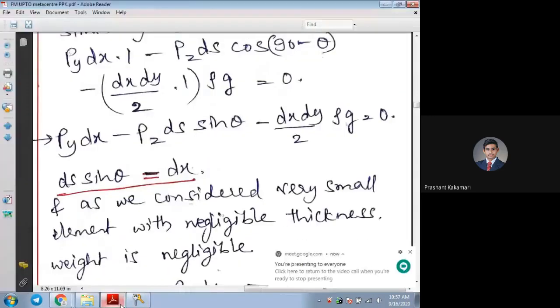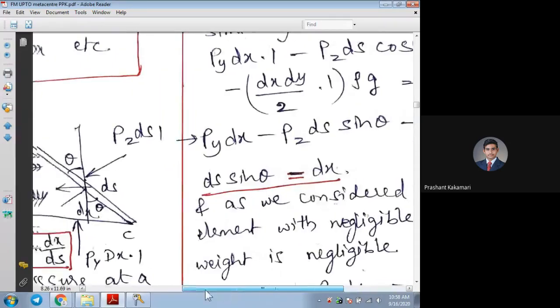Okay. So now if you consider the vertical action of forces, the first term acting vertically upward is py dx, and the forces acting vertically downward are pz, which is inclined. Now I can take it as pz ds cos of 90 minus theta. Earlier we took cos theta for the x direction. Now for the y direction component, I can write pz ds cos of 90 minus theta into 1, the width of the given plate of the liquid volume, minus the weight they have considered here. What is the weight? This we had written. Same thing here.